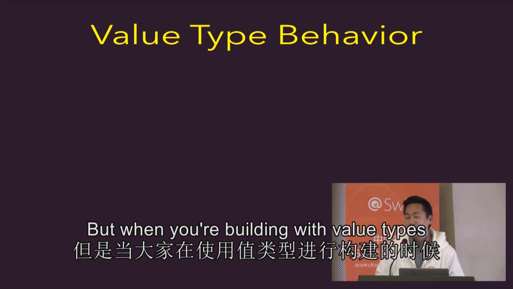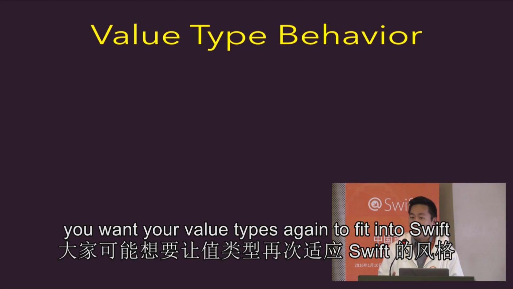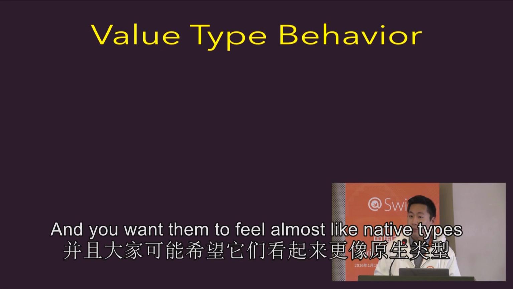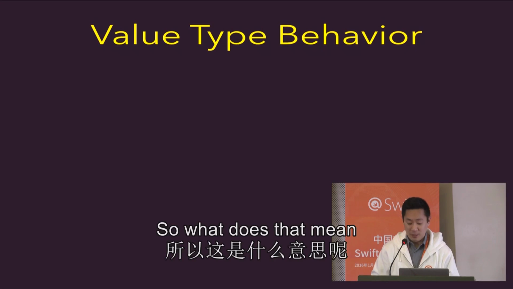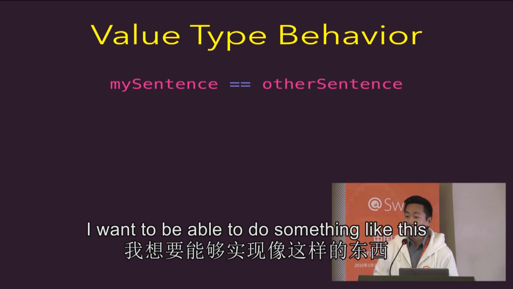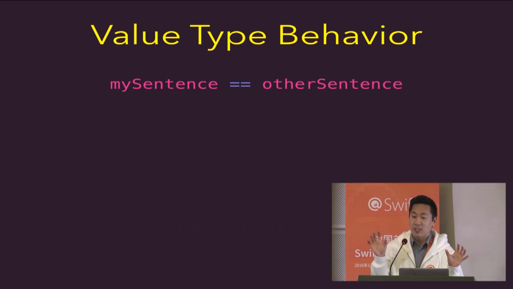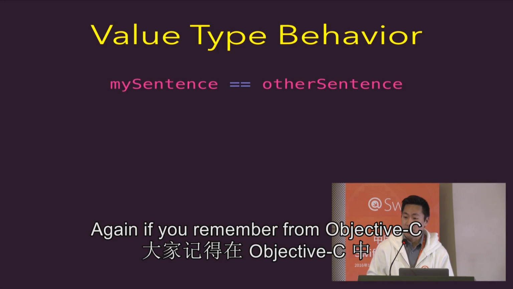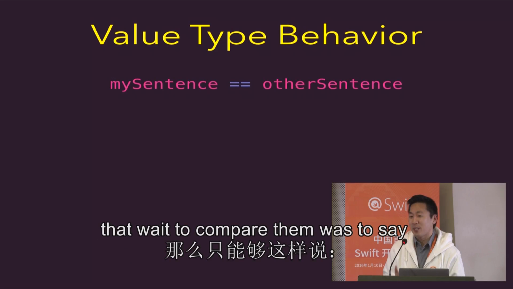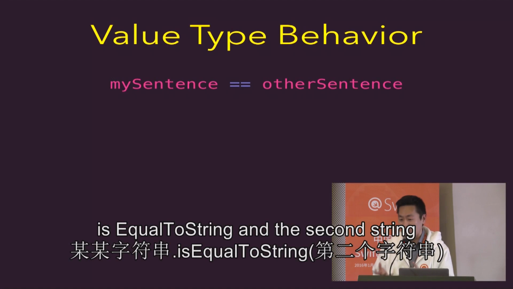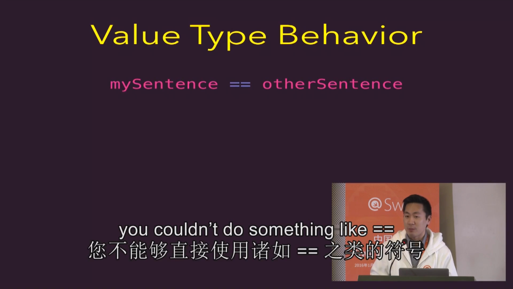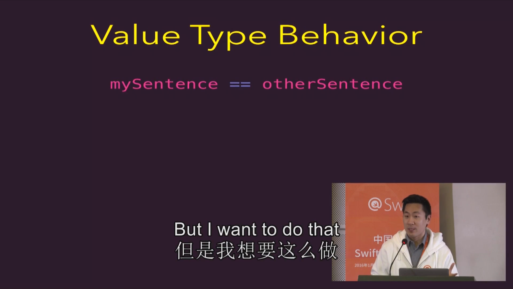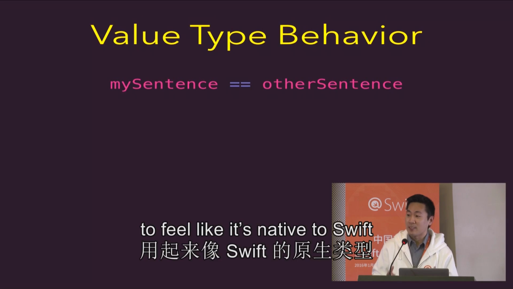But when you're building with value types, you want your value types, again, to fit into Swift, and you want them to feel almost like native types. So what does that mean? That means I want to be able to do something like this. If I have 2 sentences, I want to say equals equals, and I want to compare them. Again, if you remember from Objective-C, if you had 2 strings, then the way to compare them was to say the first string isEqualToString the second string. You couldn't do something like equals equals. But I want to do that because I want my type to feel like it's native to Swift.